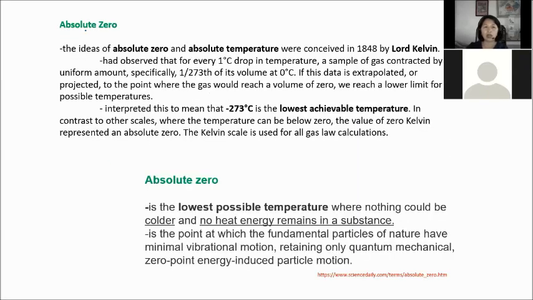Okay, so next we have the absolute zero. The idea of absolute zero and absolute temperature were conceived in 1848 by Lord Kelvin. He observed that for every 1 degree drop in temperature, a sample of gas contracted by a uniform amount, specifically 1/273 of its volume at 0. So he interpreted this to mean that -273 degrees Celsius is the lowest achievable temperature.